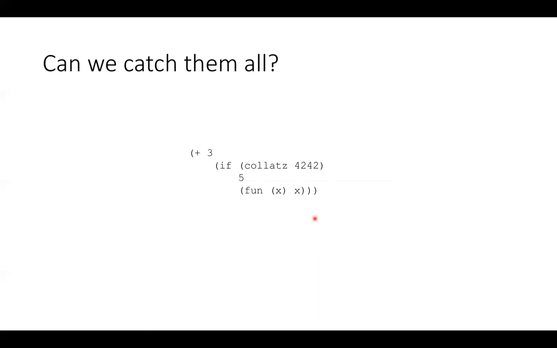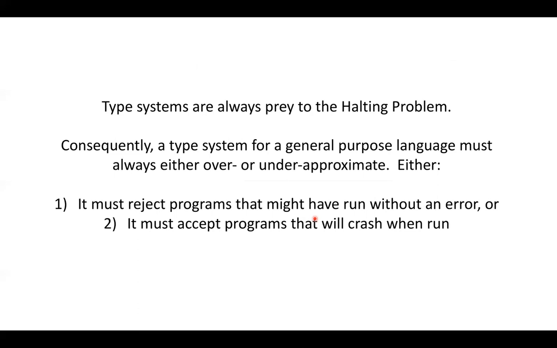So you can't necessarily catch all bugs even in the presence of strong type systems. And as a result, because type systems are always prey to the halting problem, you sort of have one of two choices. You can either over or under approximate. So either you have to reject programs that might have run without an error, or you have to accept programs that will crash when run.